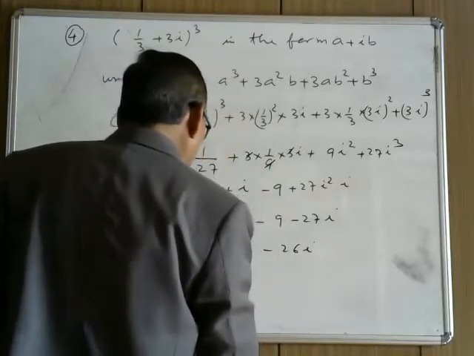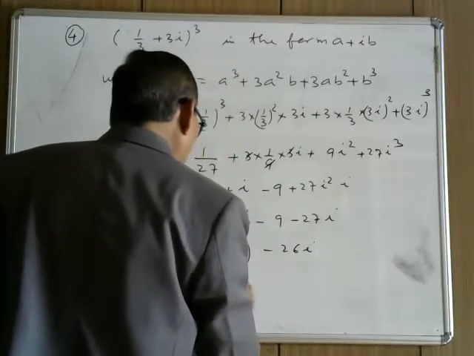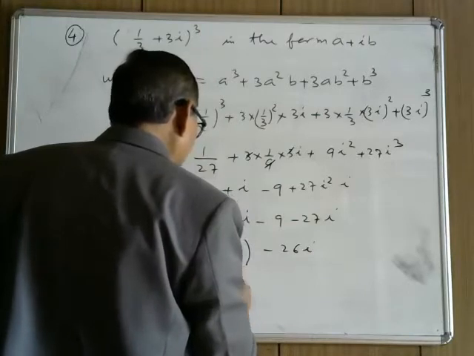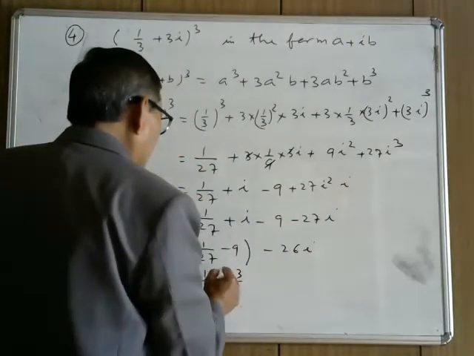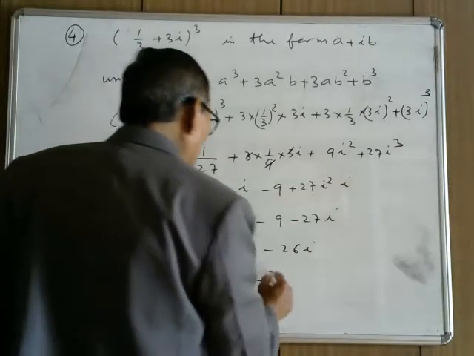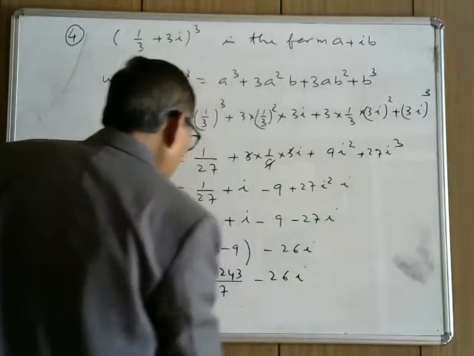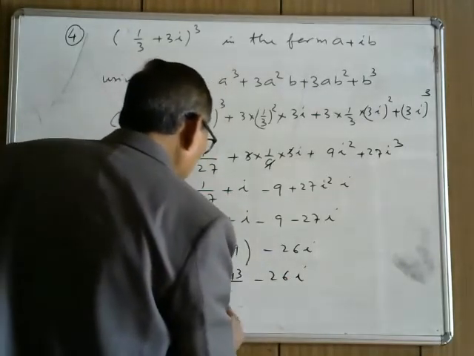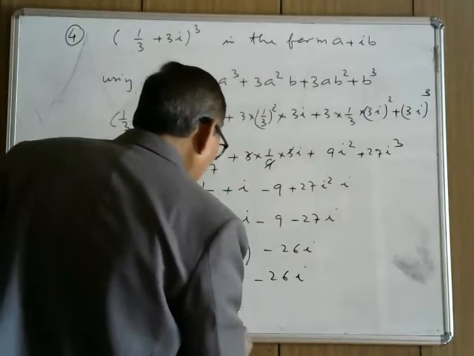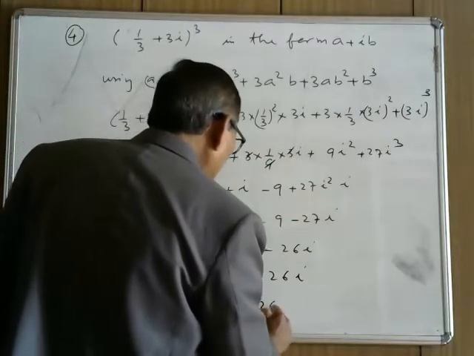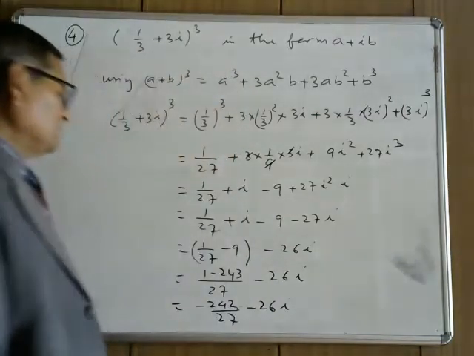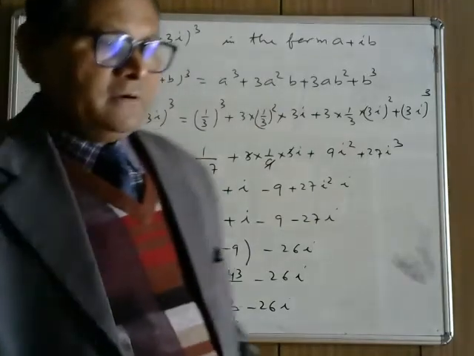So your LCM is 27. 1 minus 9 sevens is 63, 6, carry 9 to the 18, 18 6 24, minus 26i. So you can write minus 242/27 minus 26i. Now this is in the form of a plus ib.